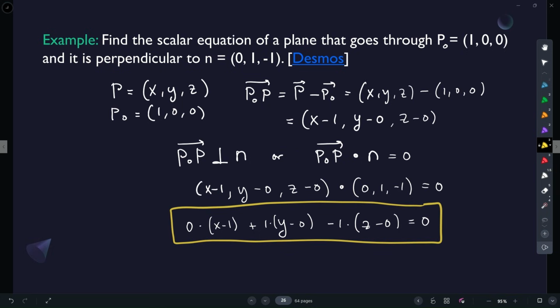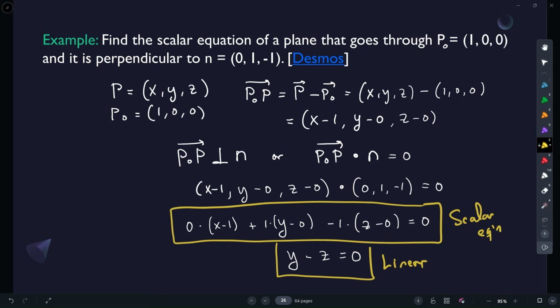Now, what we're going to do next is simplify this equation, just expand all those parentheses or distribute the coefficients and get a simpler equation, which in this case we can do here. 0 times this is 0, 1 times y, I just get y, and minus 1 times z, I get minus z. So this equation right here, the one in yellow right now, is the scalar equation. And this one that I just got is what we're going to call the linear equation for my plane. This is the linear equation.